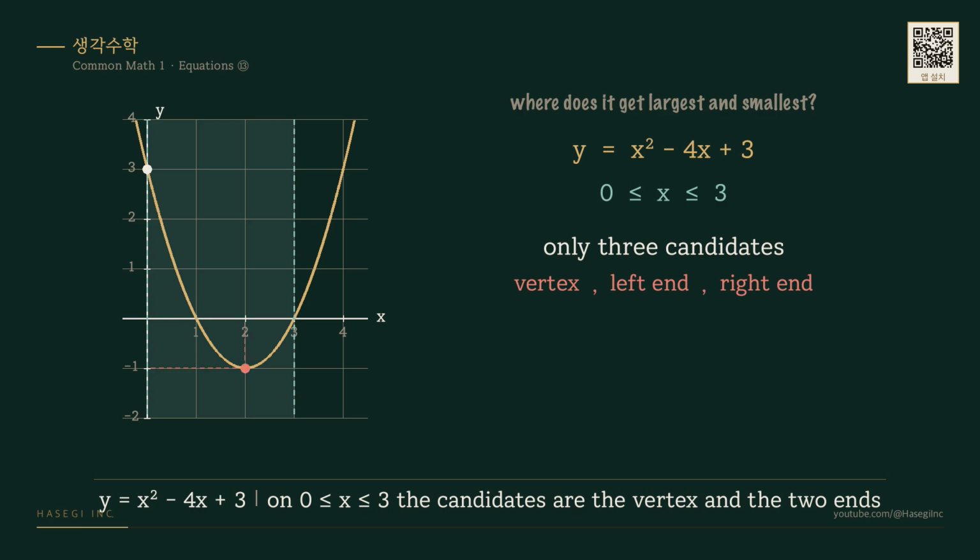Remarkably, there are only 3 places worth checking: the vertex and the two ends. Compare those 3, and you are done. The infinitely many points in between never need to be looked at.